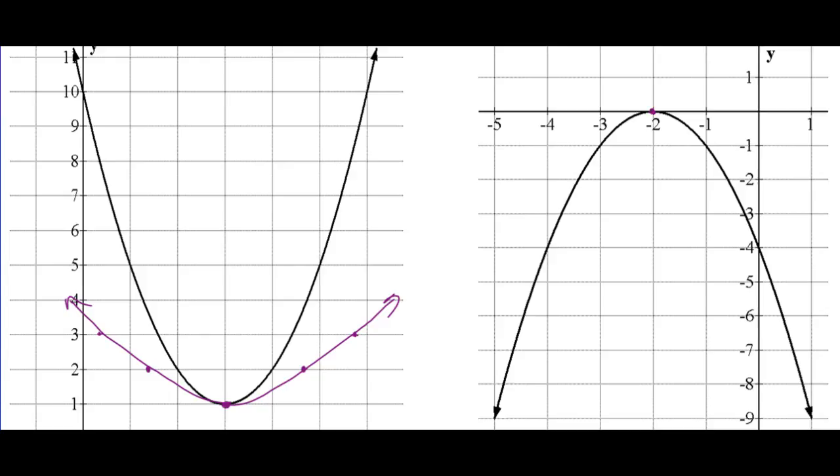What's the answer? This 1 point. That's it. There's 1 point on there, right? Just negative 2, 0. That's your entire graph.